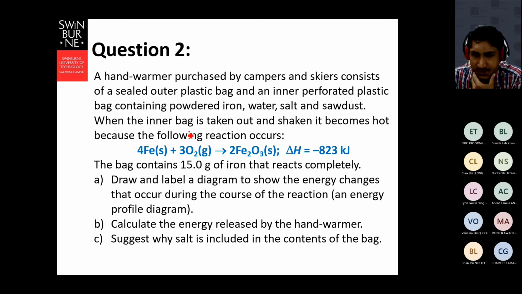Another problem here shows that a hand warmer purchased by campers and skiers, right, consists of a sealed outer plastic bag and an inner perforated plastic bag containing powdered iron, water, salt, and sawdust. So this thing is for cold countries where it is icy, people go out to the mountain, to the ice for camping, for skiing, all those things, or for any other purposes.